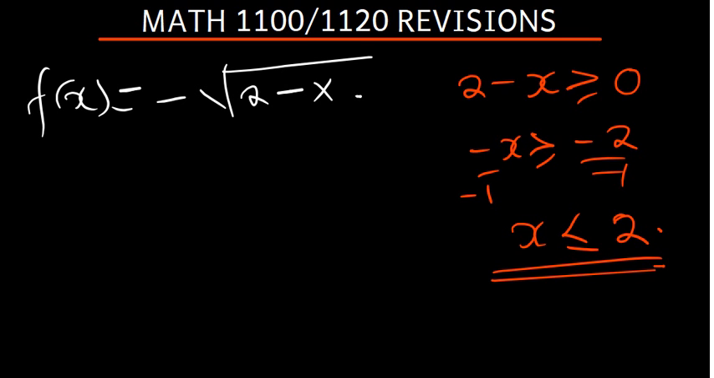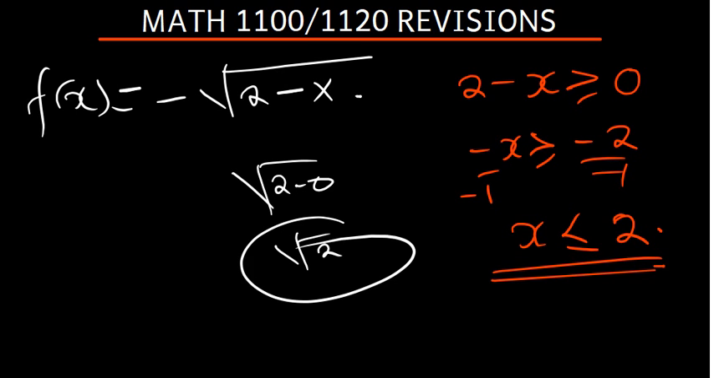Let's try. Let's get a number greater than 2, say 3. If I say the square root of 2 minus 3, I'm going to get the square root of negative 1, which is undefined. But choose any number less than or equal to 2, we plug in and the function is going to be defined. We can start from negative 1 or even 0. The square root of 2 minus 0 is going to give us the square root of 2. This is defined.